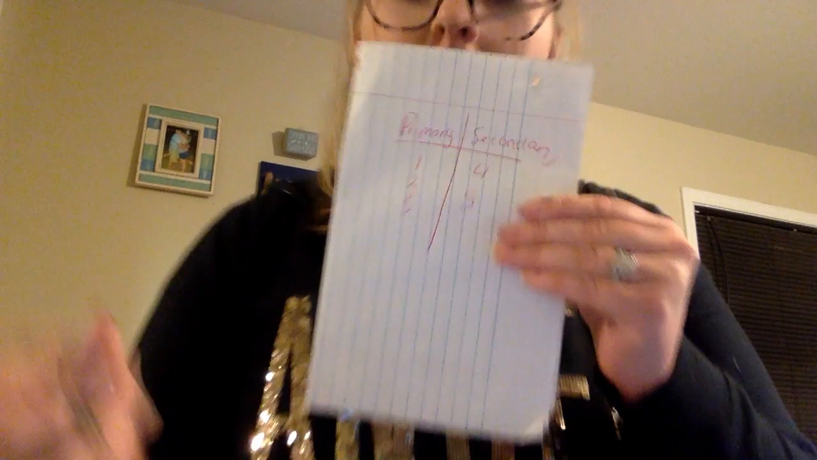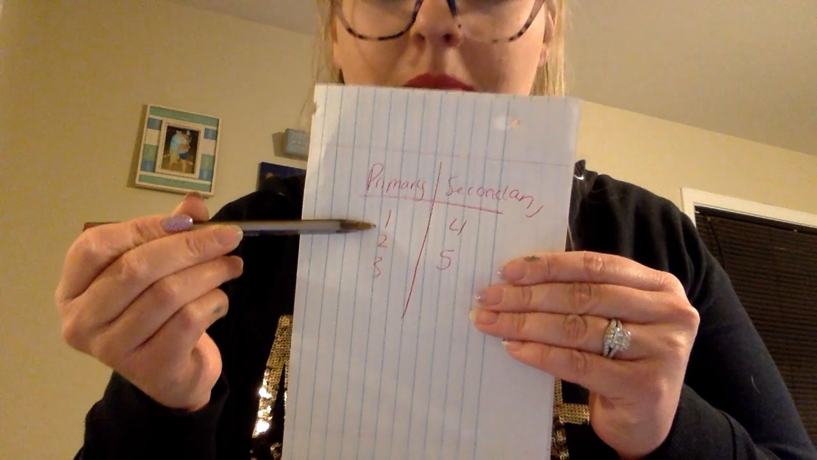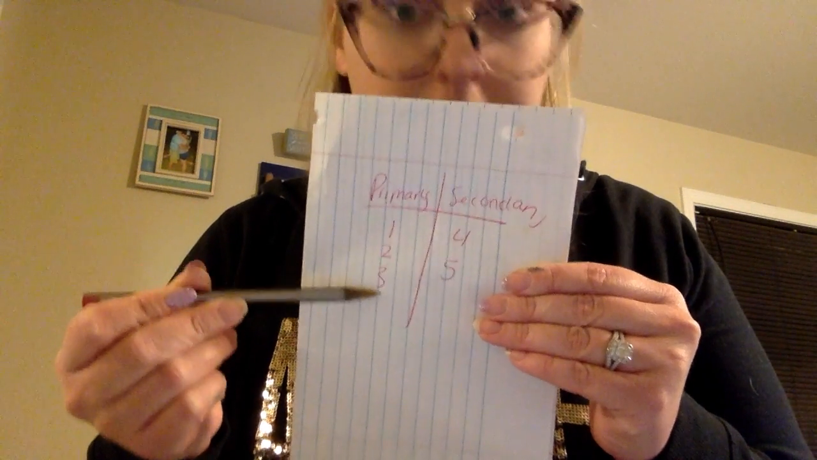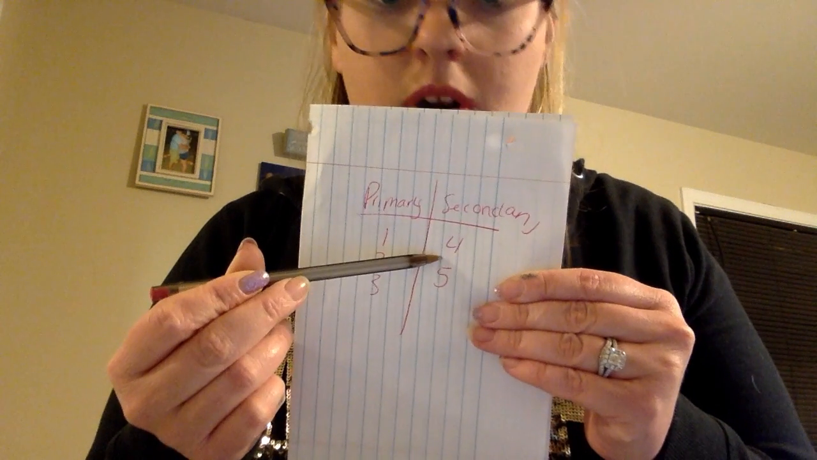And how I want you to do this is I'm going to number each one, so it's going to be 1 through 5. Now, this is not the answer. It's not going to be this easy, okay? But number 1 would have been primary, number 2 primary, number 3 primary. Number 4 was secondary, and number 5 was secondary, okay?